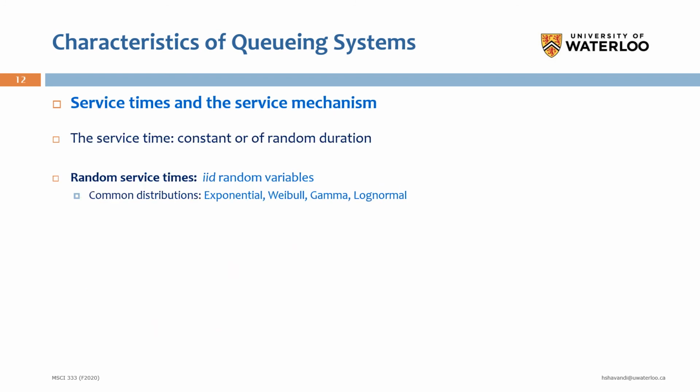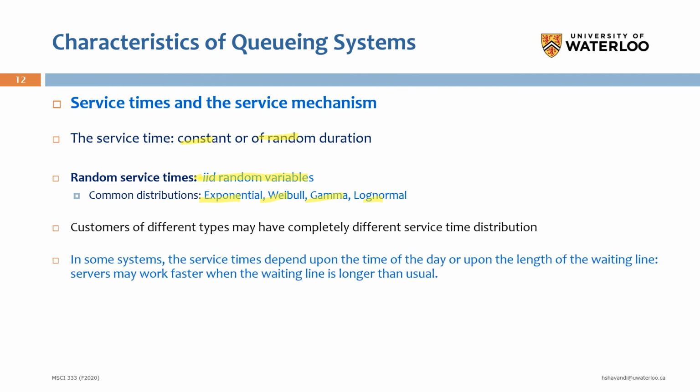Okay. For service time and service mechanism, the service time could be constant or random. In random service time, we assume that they are independent and identically distributed, IID. The distribution could be exponential, for example, Weibull, gamma, or lognormal. Customers of different types may have completely different service time distributions, and in some systems, the service time depends on the time of the day or the length of the waiting line. Maybe if the servers observe that the waiting line is too long, then they may work faster, for example.